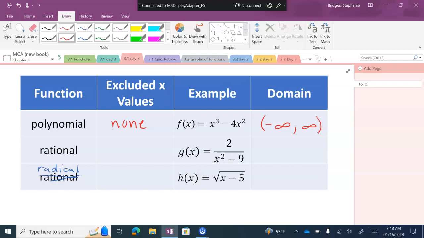In my rational functions, g of x equals 2 over x squared minus 9. Again, this is just one example. But my restriction or my excluded x values would be what values make the denominator equal 0. Okay. So my excluded x values, anytime I have a fraction as a function, I'm looking at what values make that denominator turn 0. My domain would be anything besides those values, and we'll talk about how to do that in just a second once everybody has a minute to catch up.